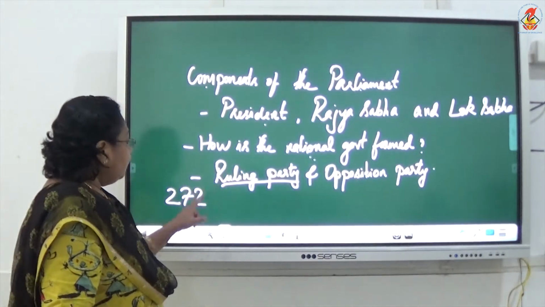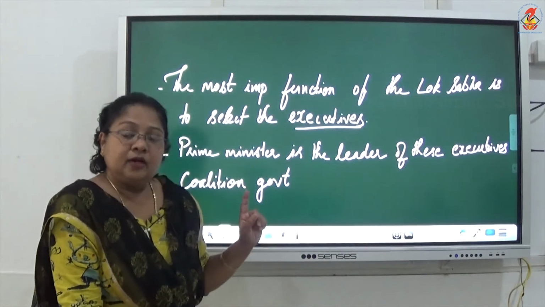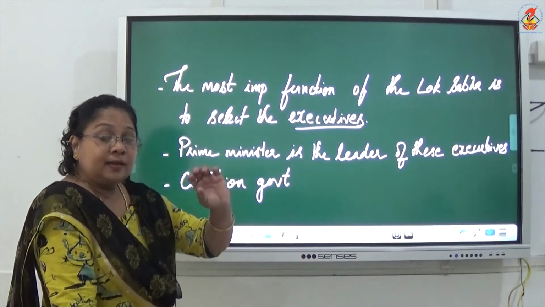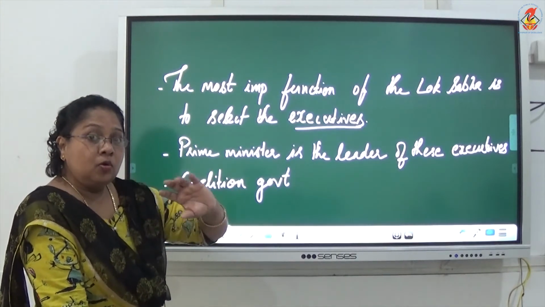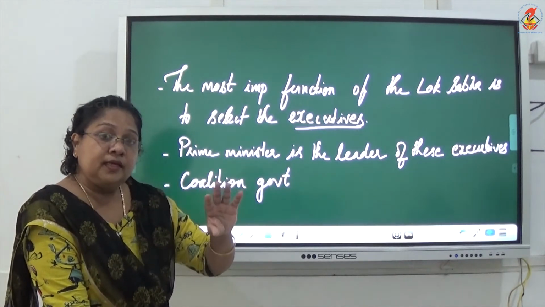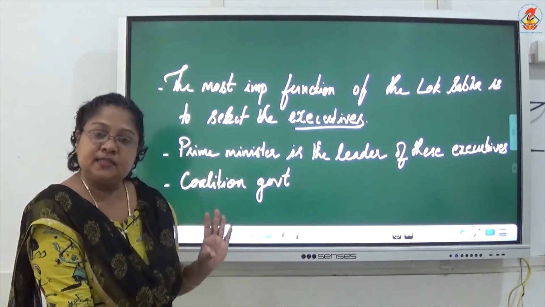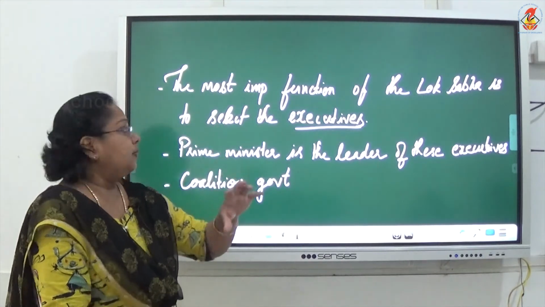And the leader of the ruling party is the prime minister. The prime minister is the one who gives the portfolios or duties to the ministers. He selects the ministers and he assigns duties to the ministers. He is the leader of the ruling party.